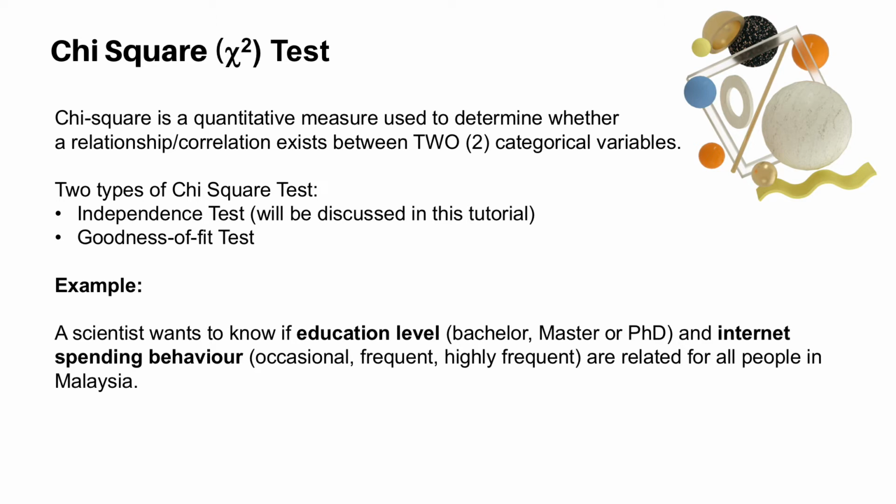And then we are going to have a look at whether these two variables are related, or in other words, whether there is a relationship between the two variables. So apparently, in this question, independence test is the most suitable test in order to investigate the relationship or the independency between the two variables.